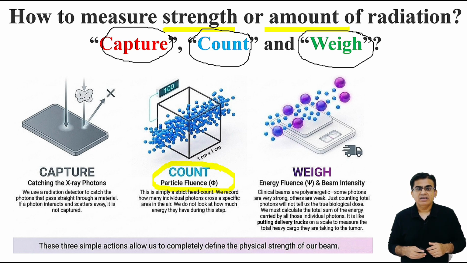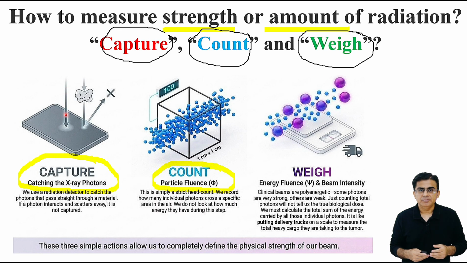Second, we have capture. When we say capture, we are talking about radiation detection. Radiation detection is how we know the beam is actually there. To do this, we place a special radiation detector far away from the machine. Then we place a block of tissue between the source and the detector. A photon might travel straight through the tissue without interacting with any atoms. If it does, our detector captures and counts it.